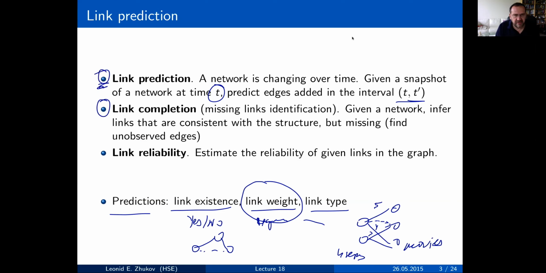We're going to concentrate today on these two types, and in fact even more on the very first one, link prediction over time. That's the most popular topic in the literature. And in general, it is tightly connected to the ideas of network evolution, so how networks evolve and change in time.